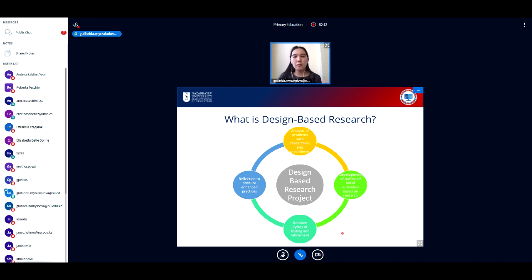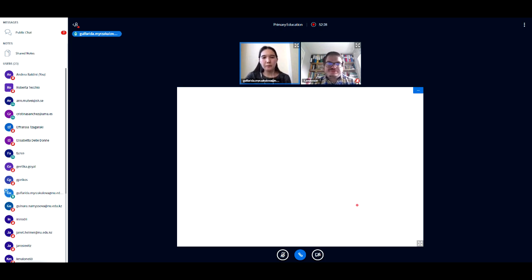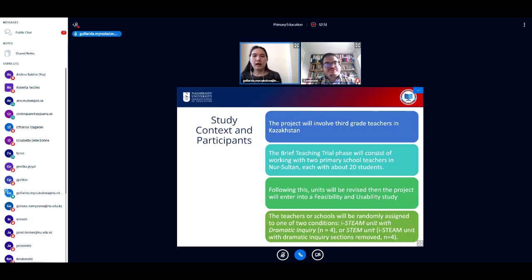According to these four main phases of design-based approach, we prepared STEM and STEAM units, which consist of activities about technology, science, and engineering. The unit is for third grade students, and we are going to use these units for students who study in mainstream schools in Astana, in Nur-Sultan city of Kazakhstan.